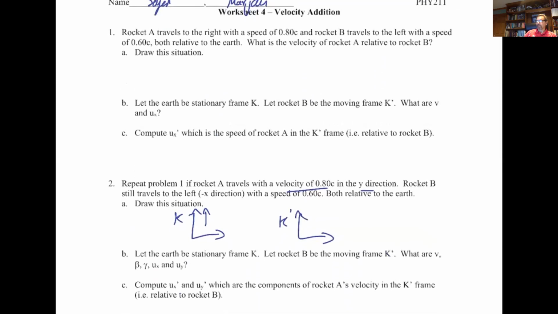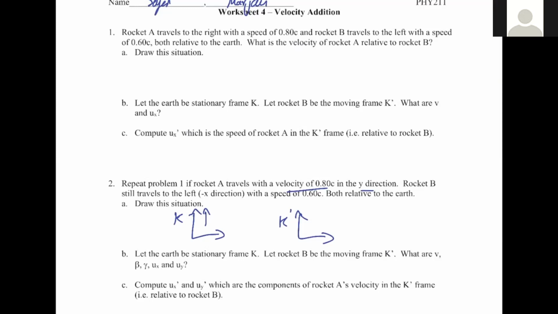Rocket A travels to the right with a speed of 0.8 C, and rocket B travels to the left, both relative to Earth. And so what we've done now is we've turned rocket A to the y direction, relative to the Earth. Yeah, but the only thing I can't decide is which frame they are in, because in question 1 they're both traveling to the left. Why would one of them be in the K frame? I thought both of them would be in the K prime frame if they're both relative to Earth. The Earth is the stationary frame. Yeah, that's what I think.